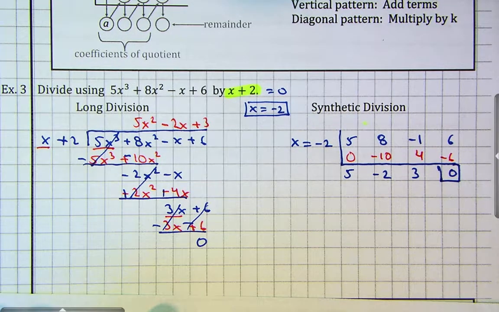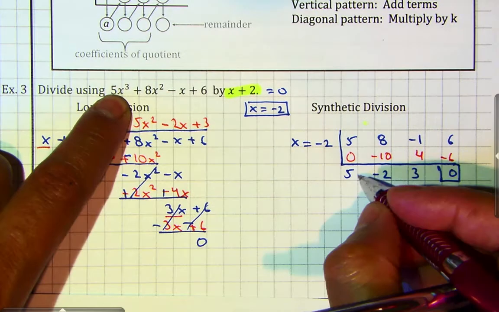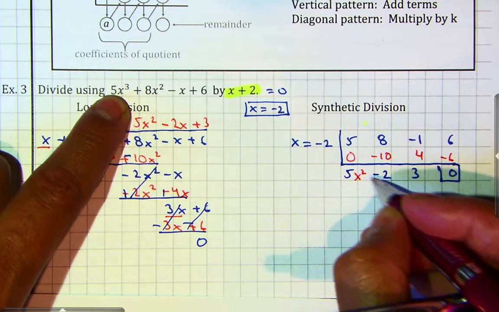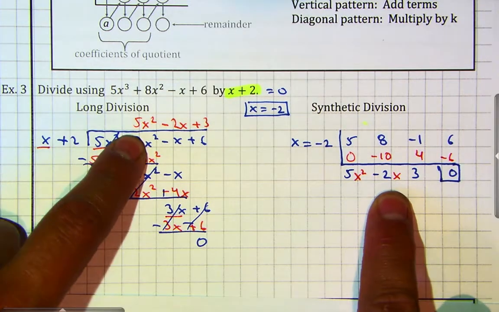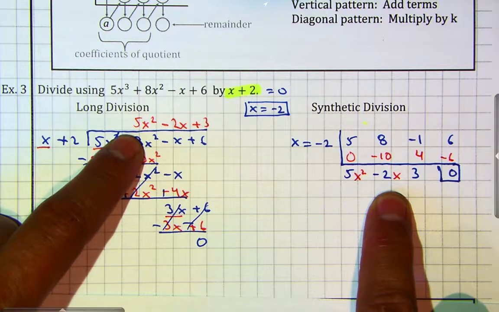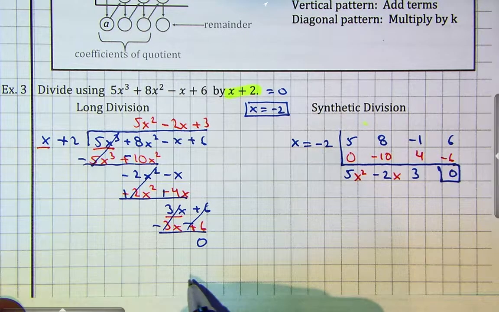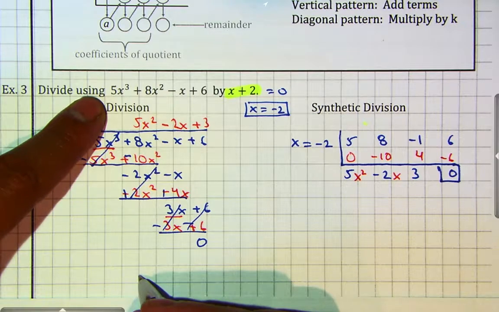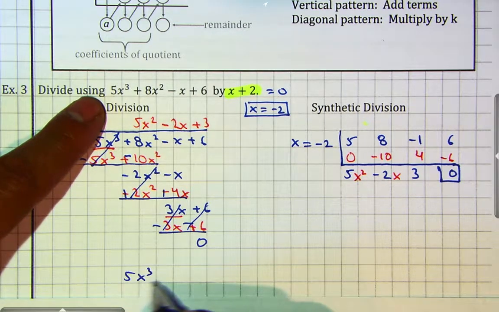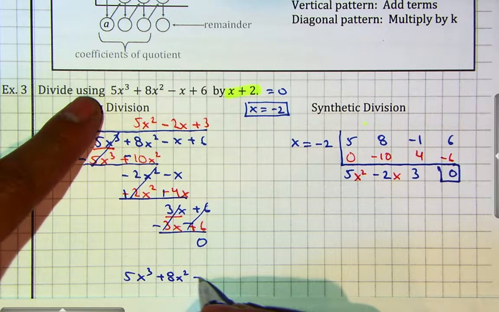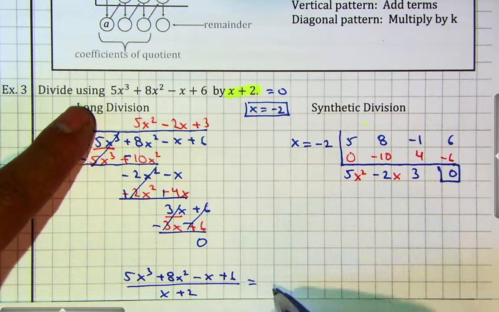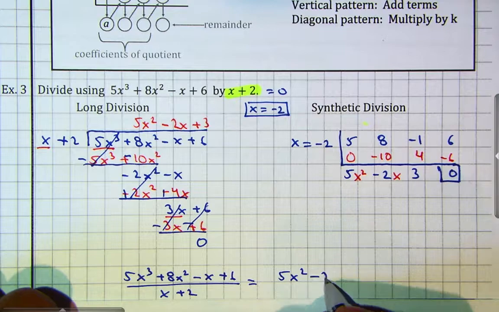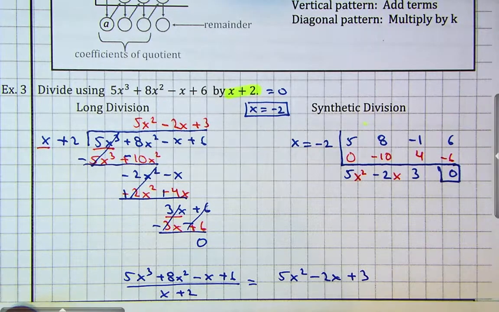Now I'm going to take a step down for my exponent. This is x to the third, so therefore this will be one step down, which will be x squared. Then this will be x, and then that'll be the number. So notice that we get the same answer. My answer is, so for both of them, let's write it down: 5x to the third plus 8x squared minus x plus 6 divided by x plus 2 on both of them is 5x squared minus 2x plus 3 with no remainder.